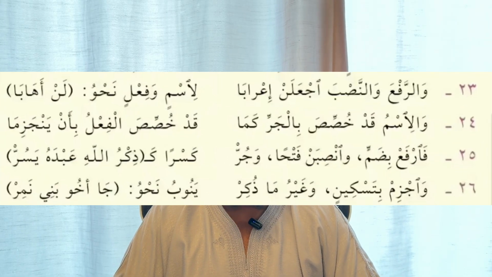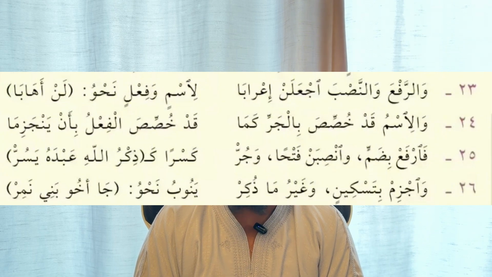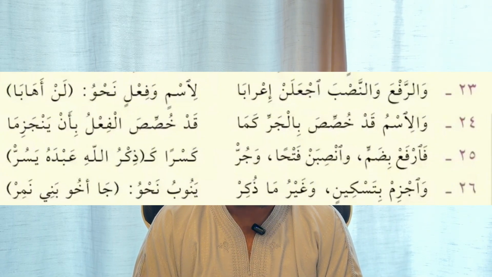Imam Ibn Malik mentions in his Alfiyah, and he says, والرفع والنصب جعلا إعرابا لاسم وفعل نحو لن أهابا والاسم قد خصص بالجر كما قد خصص الفعل بأن ينجزم. So he mentions in his Alfiyah, وَالرَّفْعَ وَالنَّصْبَ جَعَلًا إِعْرَابًا. You make rafa' and the nasab case the cases. وَالرَّفْعَ وَالنَّصْبَ جَعَلًا إِعْرَابًا لِسْمٍ وَفِعْلٍ. You make the rafa' and the nasab case both apply to the ism and the fi'l.